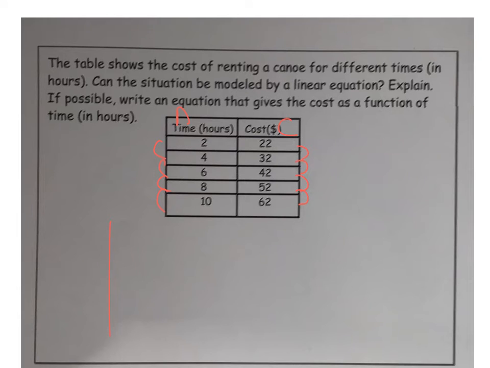If I were to figure out the slope of this, I'd treat this as my x and this is my y. So 2 and 22, and then 4 and 32. So the difference between the x's is going to be 2, so 4 minus 2 on the bottom, and 32 minus 22 on the top. So that's going to be 10 over 2. So that means it's a slope where the cost changes $5 per hour.